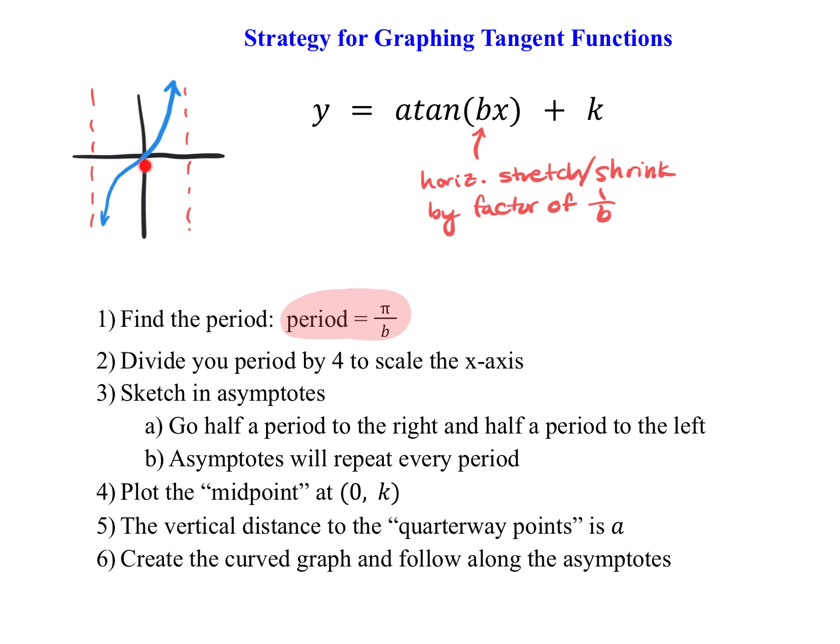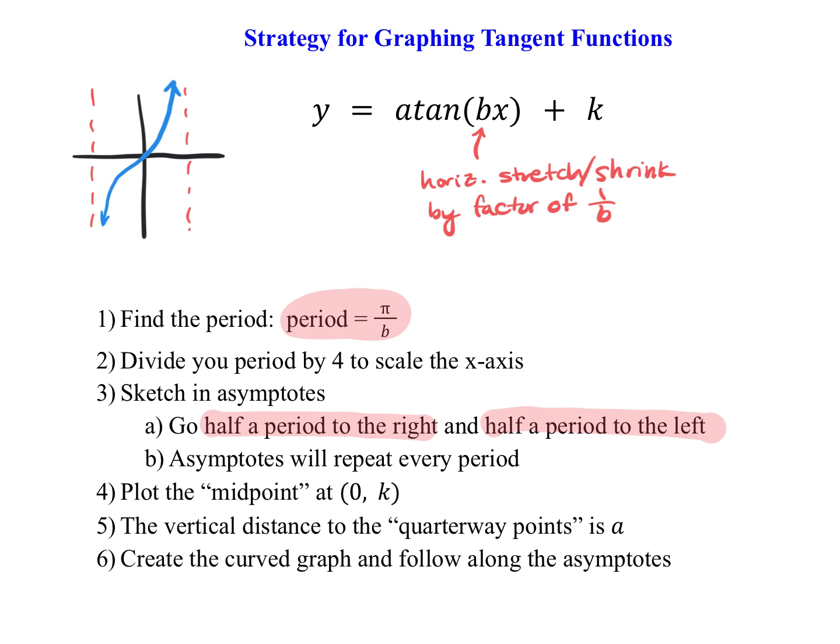We didn't have an asymptote on the y-axis, it was centered around it. So if you want to center something around something, you go half the distance to the right and half to the left. So we're going to be going half a period to the right and half of a period to the left to place our asymptotes.